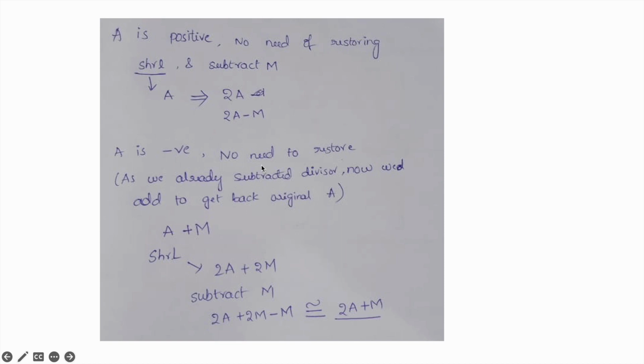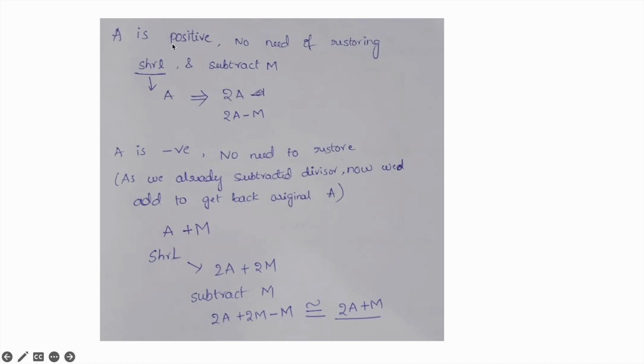So to avoid the restoring, in the previous algorithm we are adding M with A. In the next step we are shifting the value. Shifting this entire value means it becomes 2A plus 2M, so A plus M is becoming double. That means the shift left operation results in 2A plus 2M, and we are subtracting M. 2A plus 2M minus M is equal to 2A plus M.